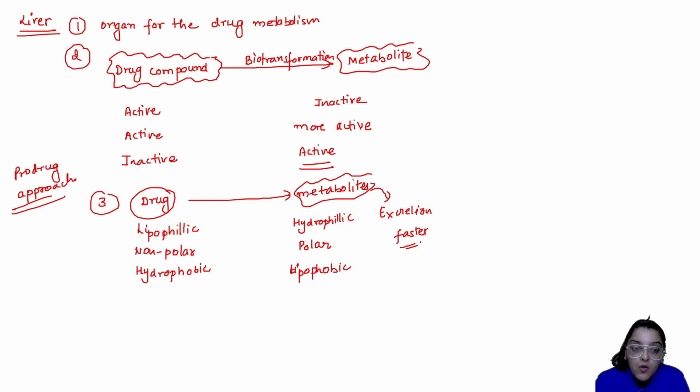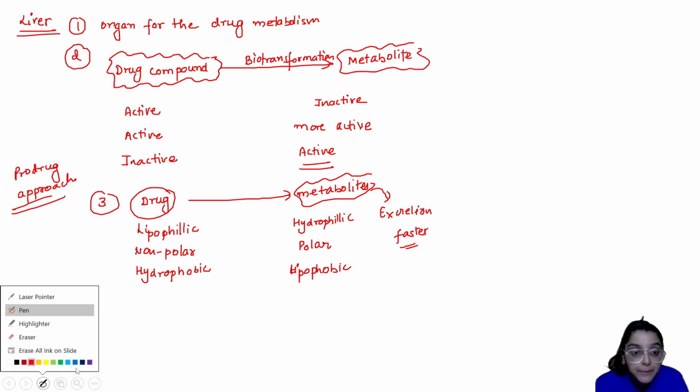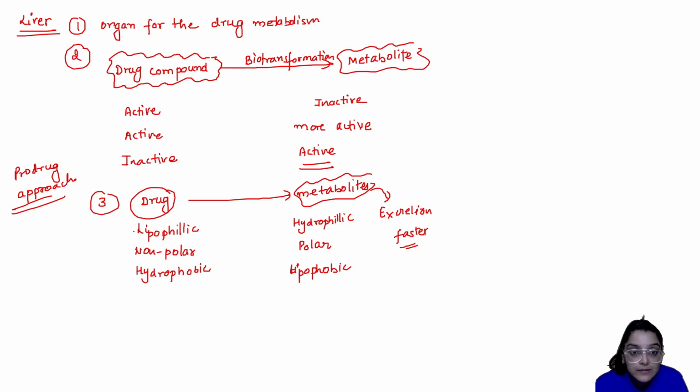One more thing you have seen: the lipid molecules, the lipid soluble ones, are able to pass through the cell membrane very easily and are generally reabsorbed by your renal tubular cells. That is why they tend to remain in the body. For eliminating them, they need to be biotransformed or converted into metabolites, so they are not reabsorbed there and are eliminated really quickly.